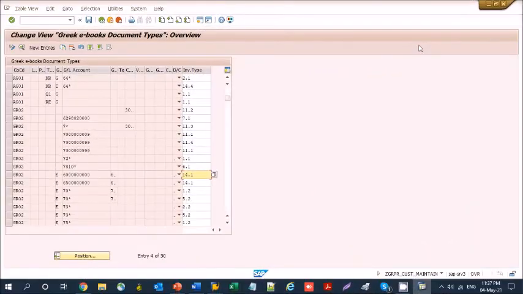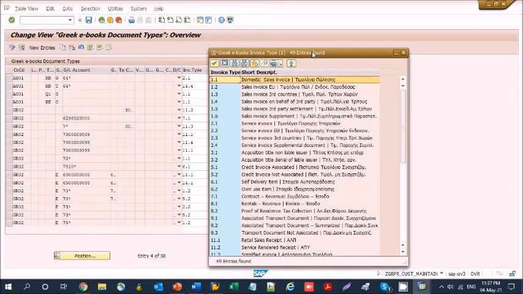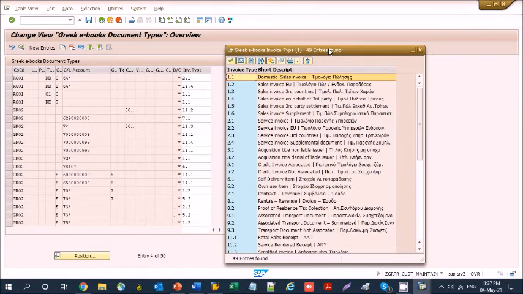MyData document types may need more complex determination criteria involving general ledger accounts, tax codes, specific customers or vendors, account groups, etc.